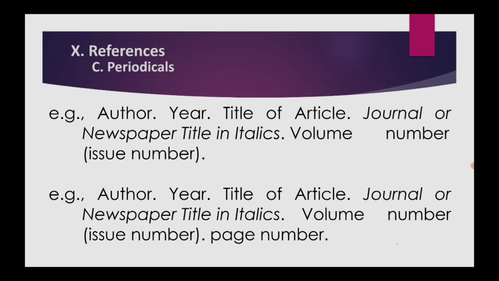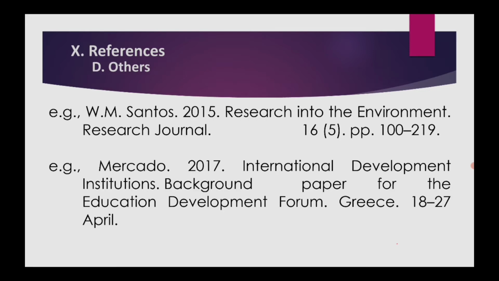Periodicals. Examples: author, year, title of article, journal or newspaper title in italics, volume number, issue number, page number if the page number is specified. For example, W.M. Santos, 2015, Research into the Environment, Research Journal, 16(5), referring maybe to the volume and the series number of the publication, and then pages 100–219. Another example: Mercado, 2017, International Development Institutions, background paper for the Education Development Forum, Greece, 18 to 27 of April.